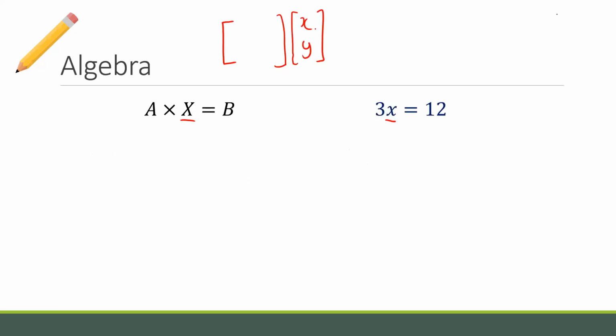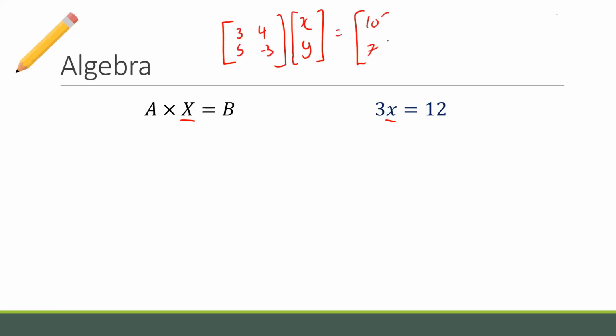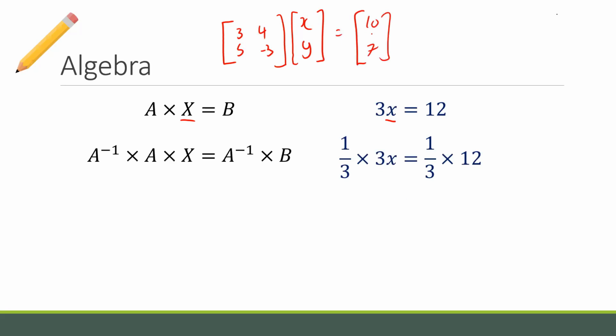So [3, 4, 5, -3] times [x, y] equals [10, 7]. So the idea is that this is the A, this is the X, and this is the B, right? But the idea that I want you to take away from this is that we're just performing the same operations that we would normally do to solve for what X is.